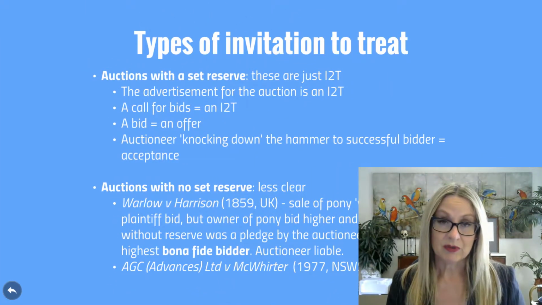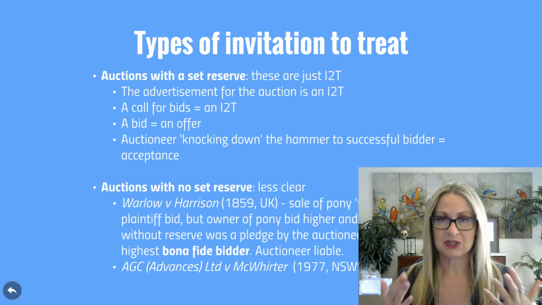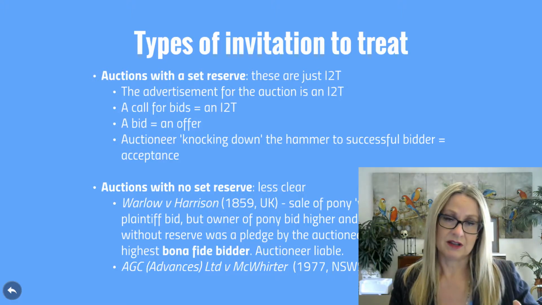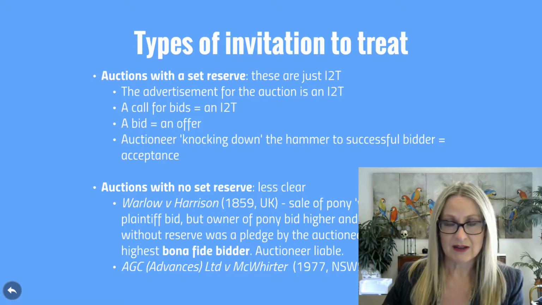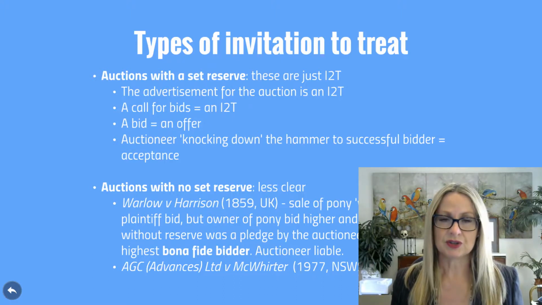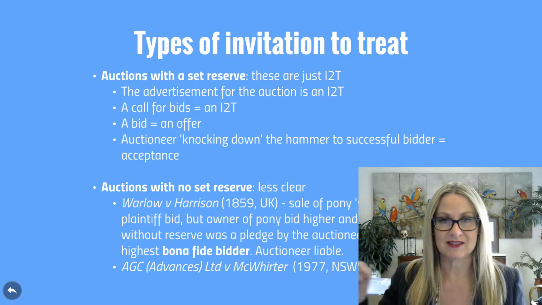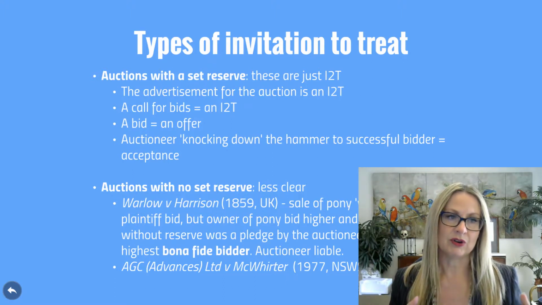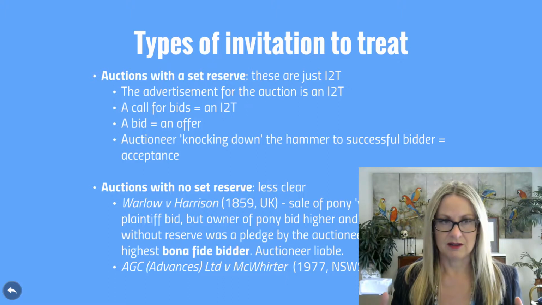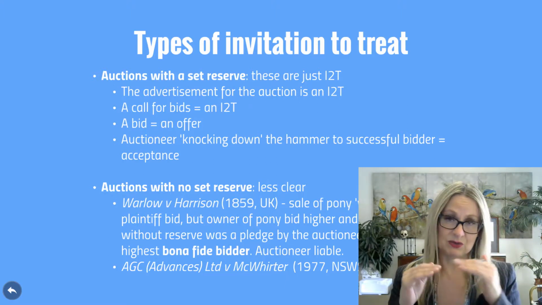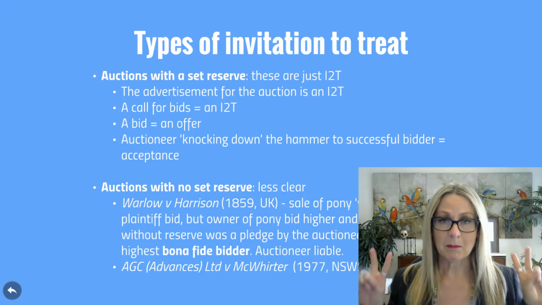So auctions are the next type of invitation to treat we need to look at. You can split them into two broad groups. The cases deal with either auctions that have a set reserve or auctions that don't have a set reserve. For those that don't know what a reserve is, it's just the price that the seller sets at which they will be prepared to actually sell the item. So where an auction has a set reserve, the vendor has told the auctioneer, anything under $100, for example, I'm not going to sell. And if the bidding doesn't reach $100, the item will be passed in.